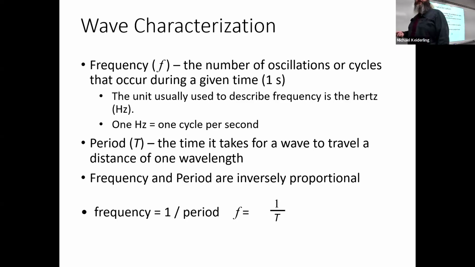The period is the time it takes for a wave to travel a distance of 1 wavelength. Frequency and period are inversely proportional. Frequency is equal to 1 over the period. Period is equal to 1 over the frequency.